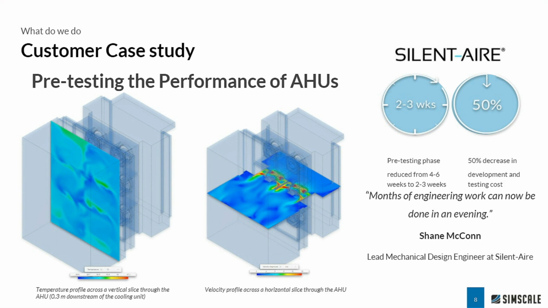by the end customer. Also, Silent Air modeled several different internal design layouts to see which of the different layouts would yield the optimum mixing performance. All in all, Silent Air could reduce the overall pre-testing phase from 4 to 6 weeks to, in this case, 2 to 3 weeks. So they reduced the overall development cost, in this case, by 50%.